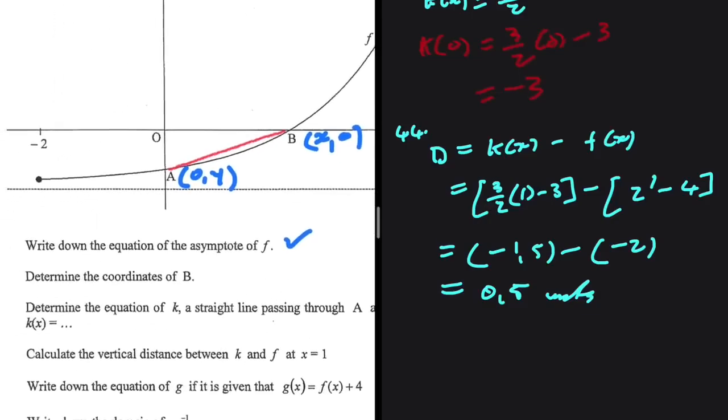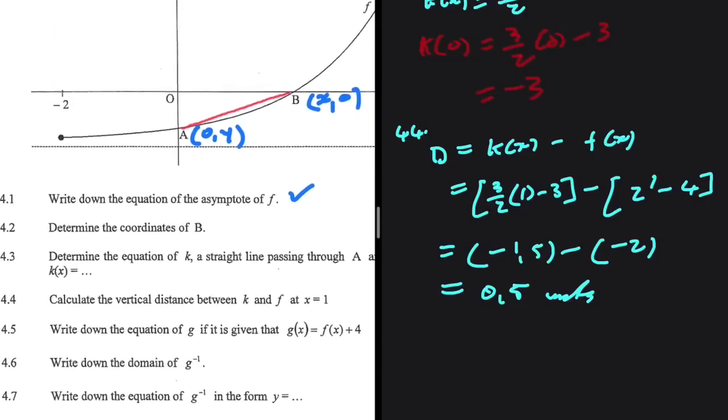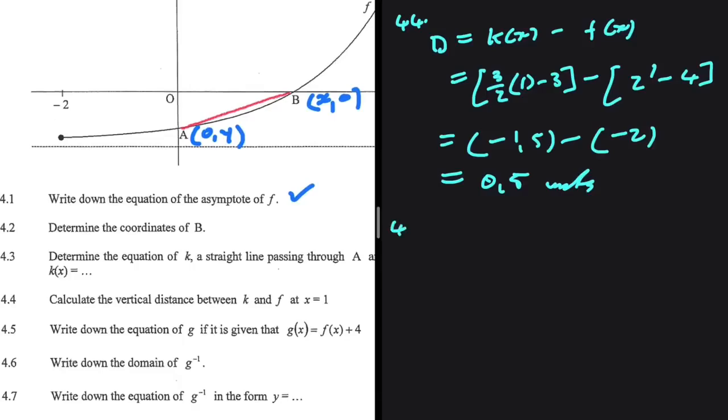Let's move to 4.5. We're supposed to write down the equation of g if it is given that g of x equals f of x plus 4. So g of x will be equal to, what is f of x?